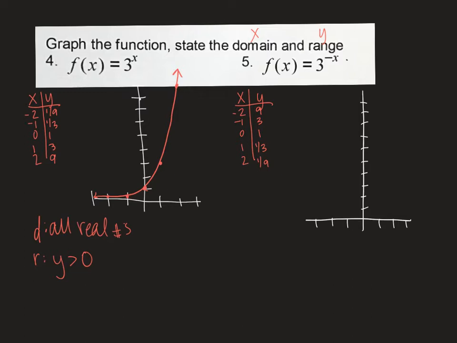So when I plot those points, -2, 9, -1, 3, 0, 1, 1, 1/3, 2, 1/9. So it's very similar to the graph in number 4. It's just mirrored. So it's just flipped over the y-axis. So my domain, I can still have any x value that I want, and it will give me a y value. So my domain is all real numbers.